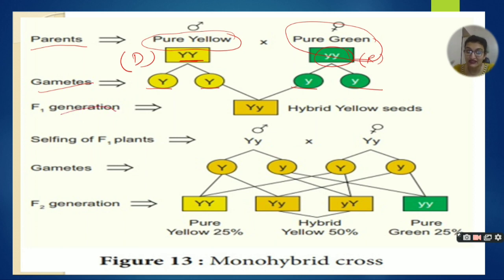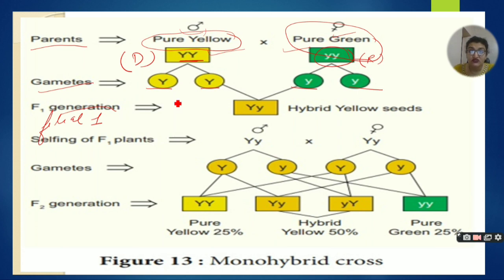When the cross was done, the F1 generation tells us about the filial generation, that is the first filial generation. This F1 is the first generation that you get when the pure yellow plant is crossed with a pure green one. This sign tells us about the male, and this sign tells us about the female.